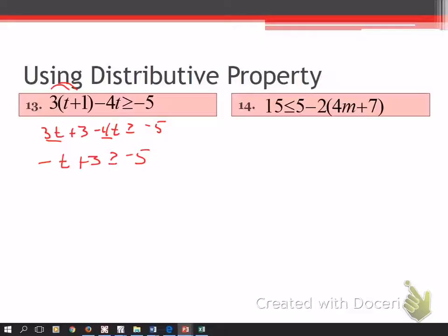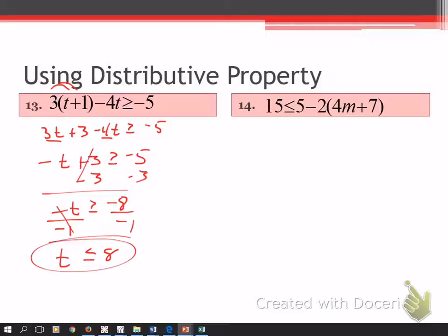Okay? Then we're going to subtract the 3. And then because the t is still not isolated, it has a negative in front of it, or a negative 1. I've got to divide both sides by negative 1. So now t becomes not greater than or equal to, but less than or equal to 8. We had to flip that inequality sign since it was negative. Okay?